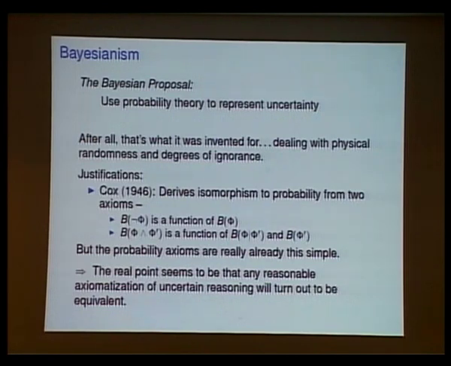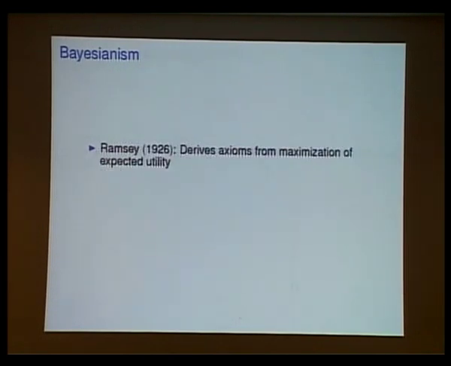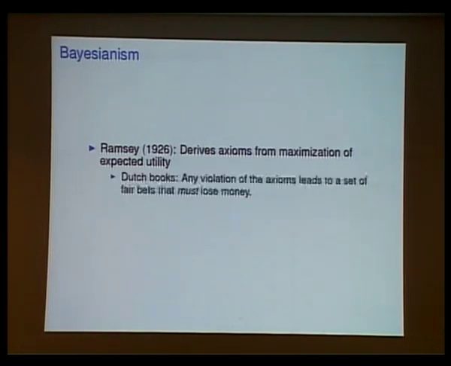The real point might be that any reasonable attempt to formalize reasoning about uncertainty is likely to turn out to be equivalent, sort of like the Church-Turing thesis in computation. For me, a more compelling sort of argument are the Dutch book arguments due to Ramsey: that if you're willing to take a finite sequence of fair bets in any direction, then demonstrably you're insane if you violate the probability axioms in establishing what is or is not a fair bet.